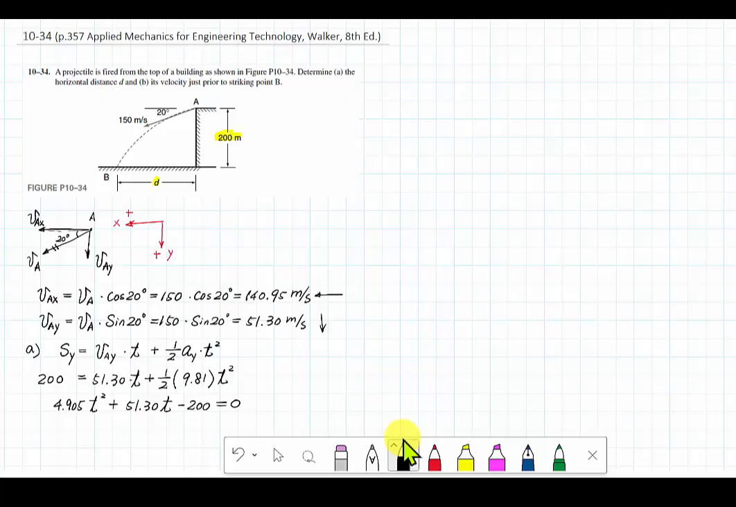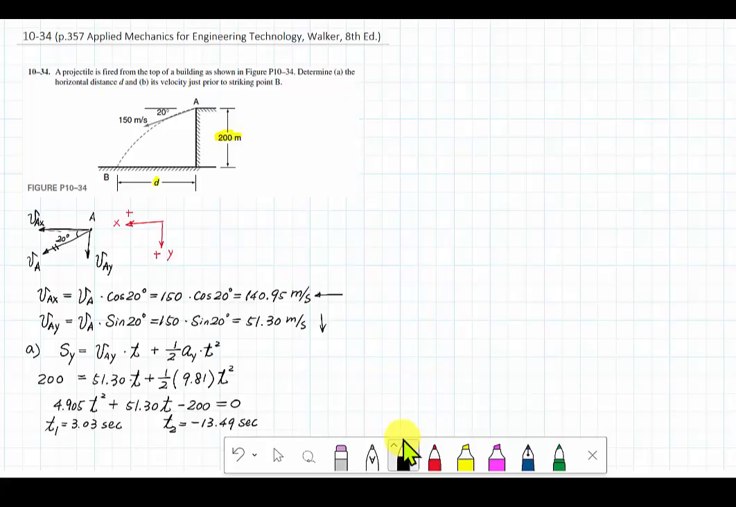We solve for t. We should get two t values. So the t1 I got is 3.03 seconds, and the t2 I got is a negative number, negative 13.49 seconds, which is not a valid number.